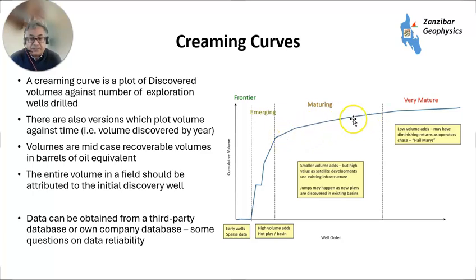So you've got smaller volume adds, satellite developments using existing infrastructure, or ILX. Jumps might happen if you've got new plays in existing basins, where things get really quite exciting. And then you get very mature, where you've got low volume adds, and operators tend to chase Hail Marys, so occasionally new plays which may or may not necessarily work. Again, if you're in here already, you're probably making quite a bit of money, but getting into here, perhaps not, unless you're a specialized company that tends to look at that.